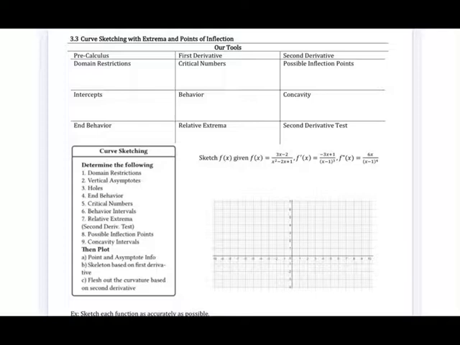We're going to talk about domain restrictions. Are there vertical asymptotes? Are there holes in the graphs? We can obviously find x and y intercepts. Sometimes that's going to involve using a graphing calculator or Desmos. We can think about even back to Algebra 2 when we talked about end behavior as x goes to infinity or negative infinity, what's happening to the function, as well as horizontal asymptotes. So that's really refreshing all of those pre-calc skills.